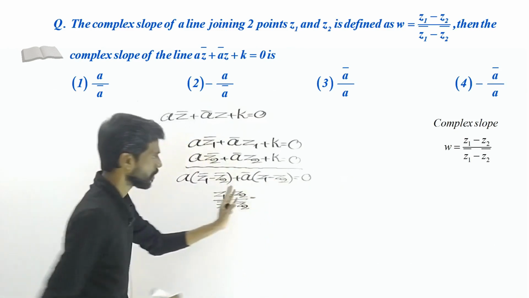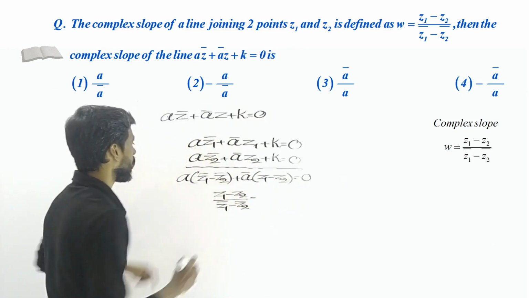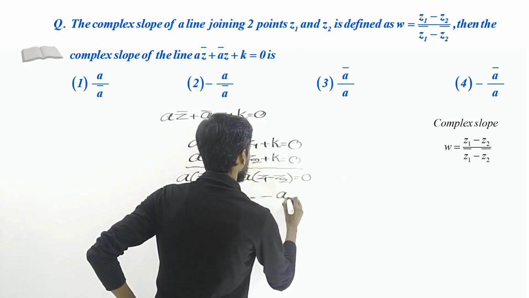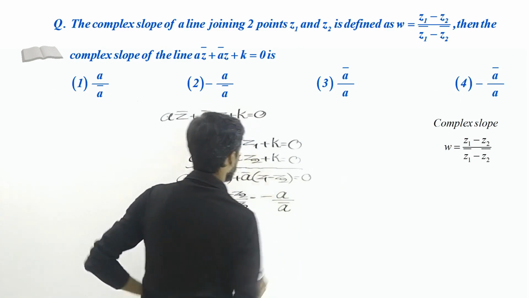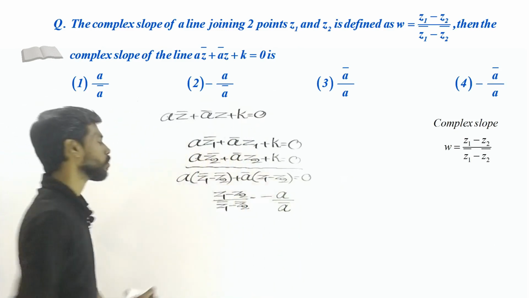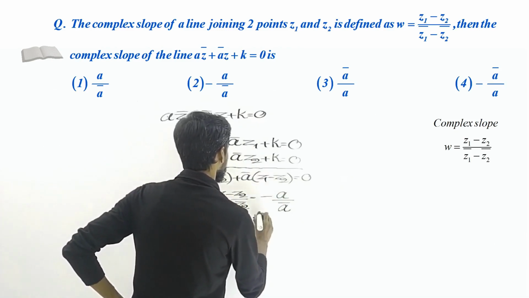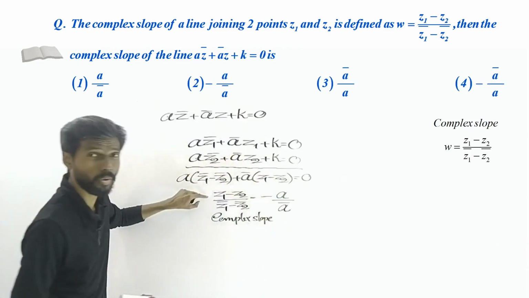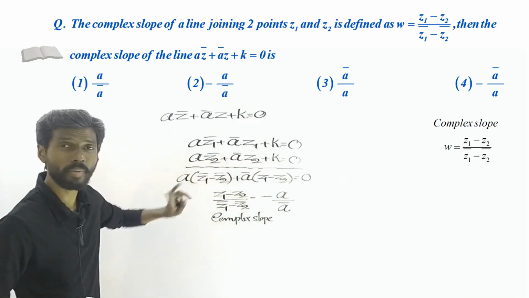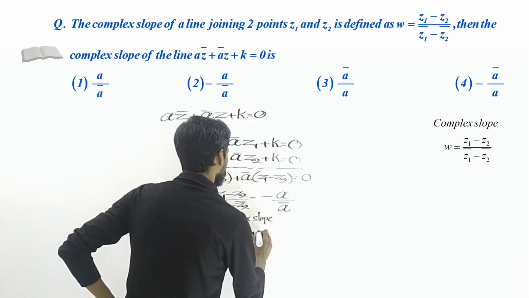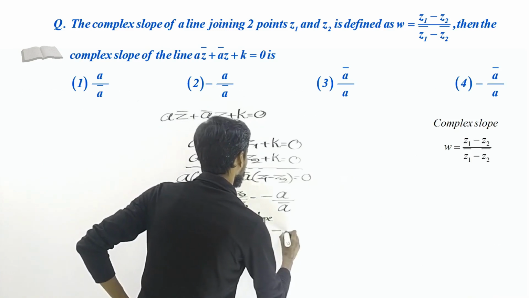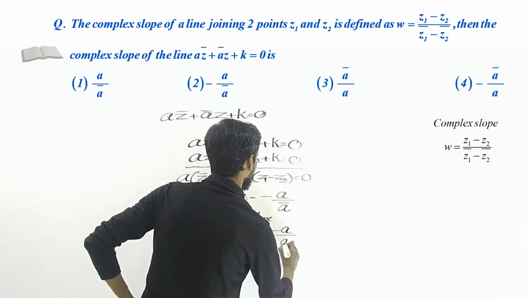that equals, it's taken to the other side and you divide this value, we will get minus a divided by a bar. So this is the complex slope, because this is the formula for complex slope, (z1 minus z2) by (z1 bar minus z2 bar). Complex slopes are denoted by w. So that equals minus a divided by a bar.